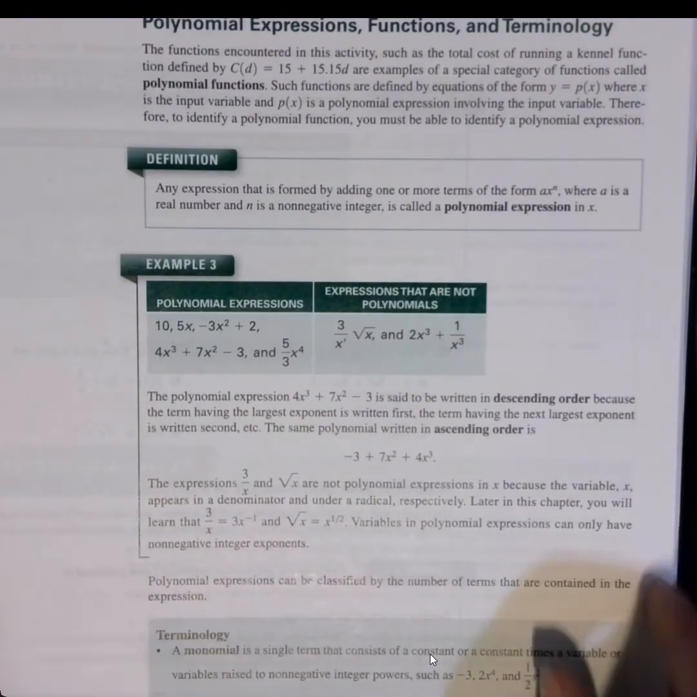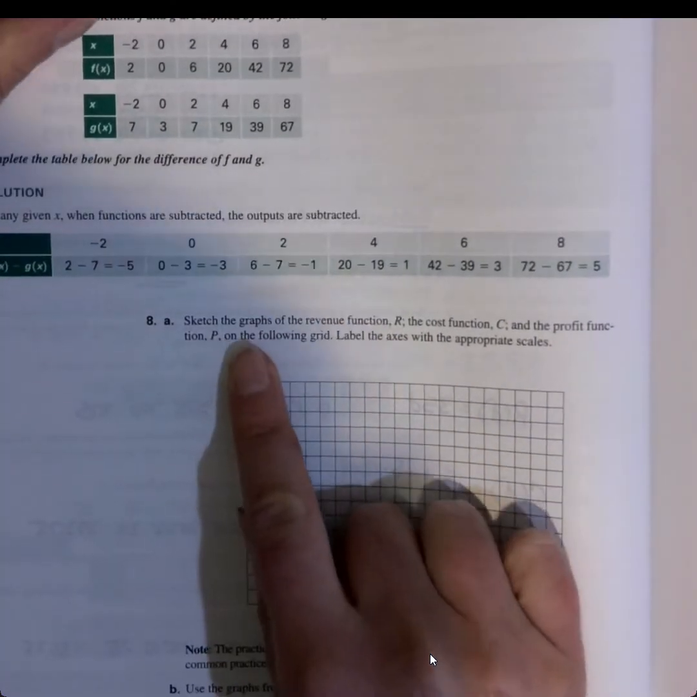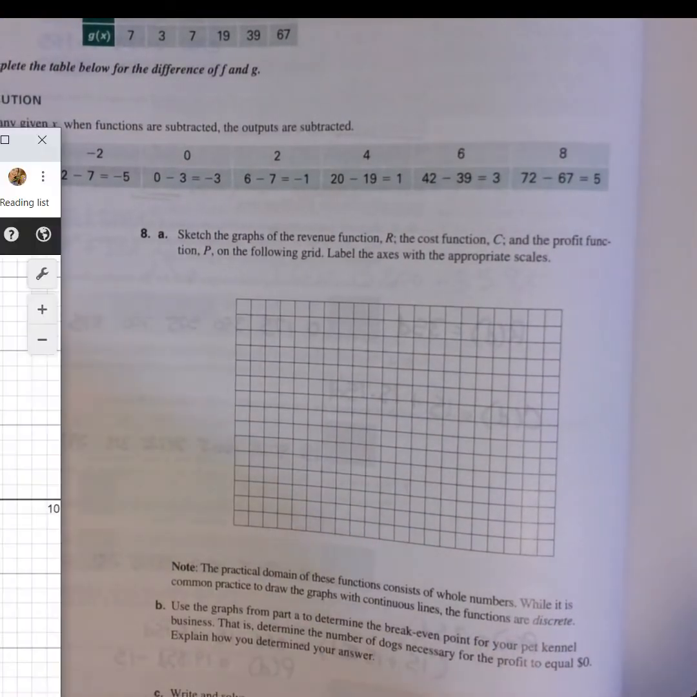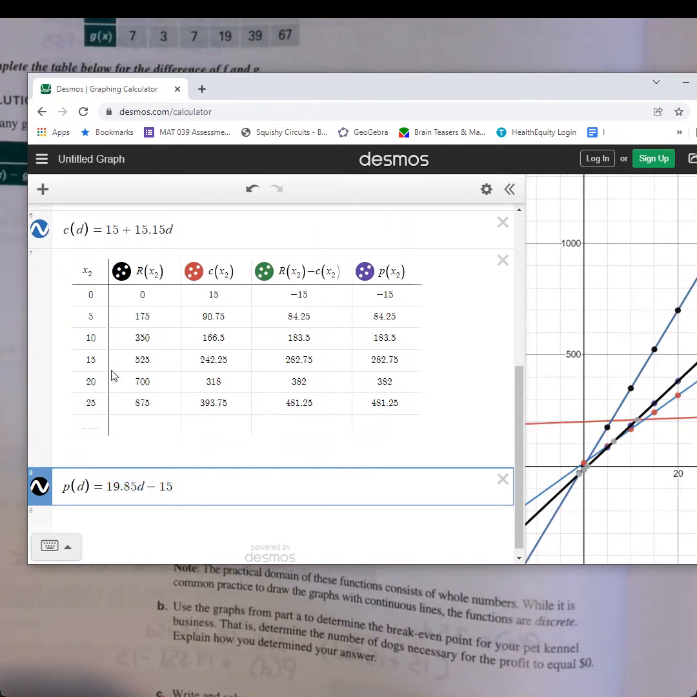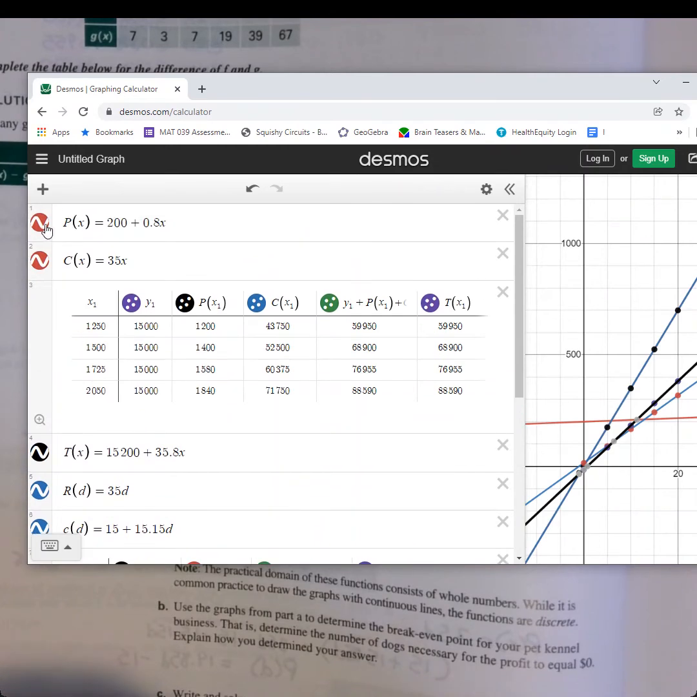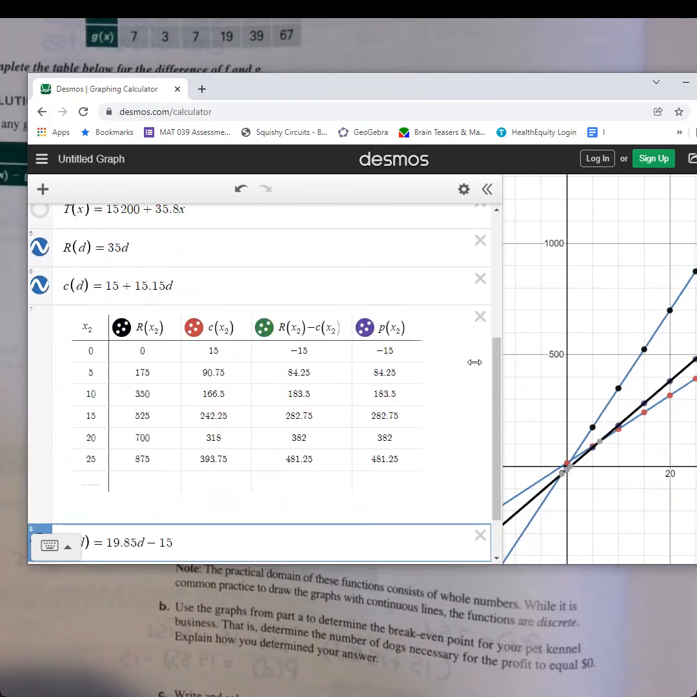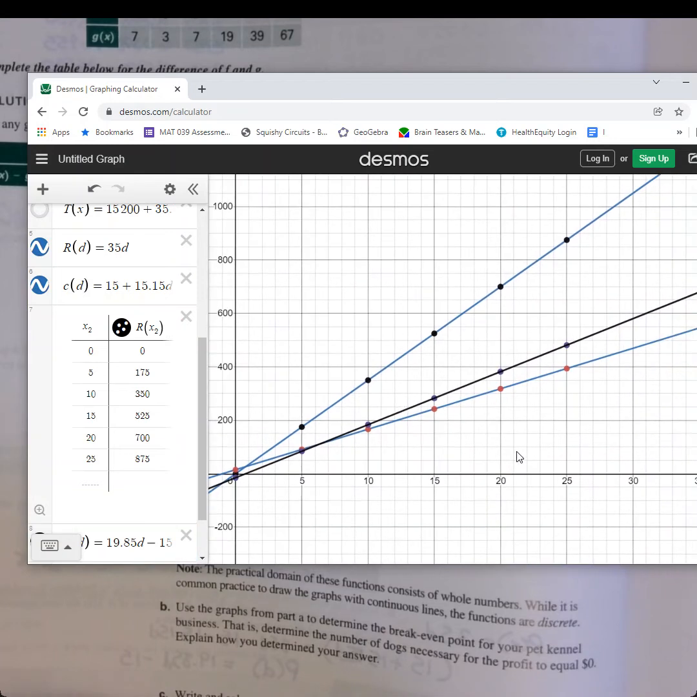And over to the next page, we want to sketch the graphs of the revenue function, the cost function, and the profit function on the axes. So that's one of the nice things about putting them into Desmos. I can zoom fit on this table. I'm going to turn off some of the other stuff from earlier just because one of them was showing up. There we go. And I'm going to shrink this over so I don't need to see the table right now, and I can get a better look at this graph and what's going on here.